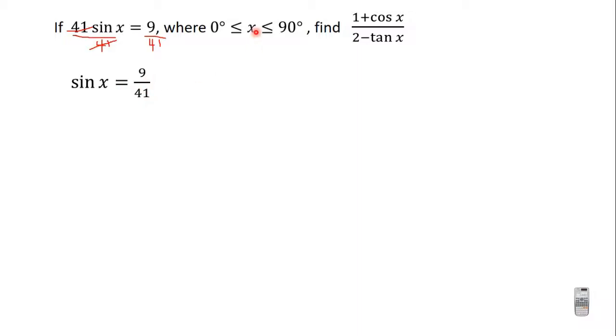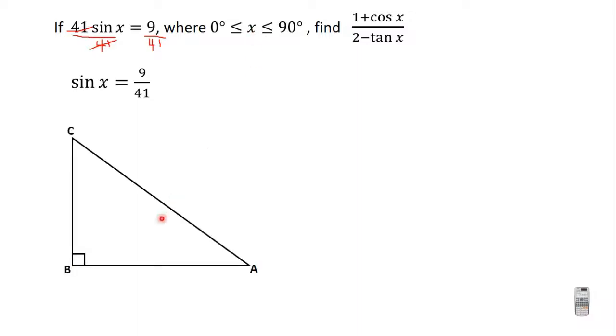We also know that x is an acute angle, which means that if we draw a right angle triangle like this, we can name one of these acute angles as x. From this equation, we know that sine x is equal to 9 divided by 41. But we also know that sine is equal to opposite divided by hypotenuse. So sine of x is equal to opposite, which is 9, divided by hypotenuse, which is 41. I've explained how to identify the opposite and the hypotenuse.